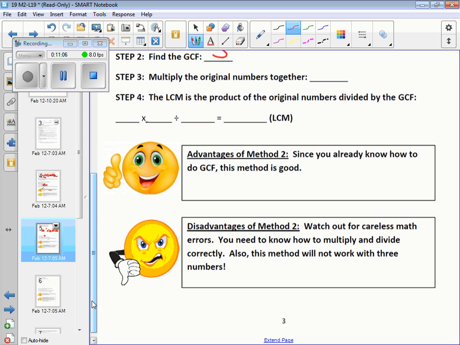Besides watching out for careless math errors, because I've seen it, 9 times 6 and people will write down 45 or whatever it might be, it does not work when we need to do 3 numbers. When we have to do LCM of 3 numbers, you have to do either skip count, method 1, or I'm now going to show you method 3.